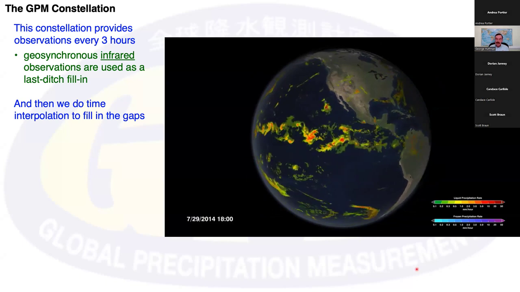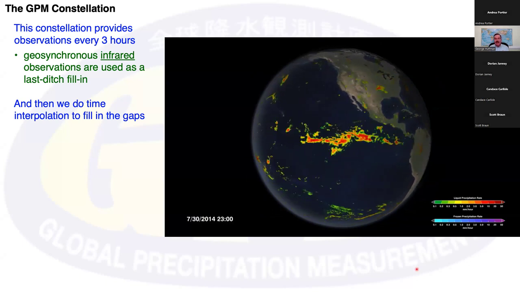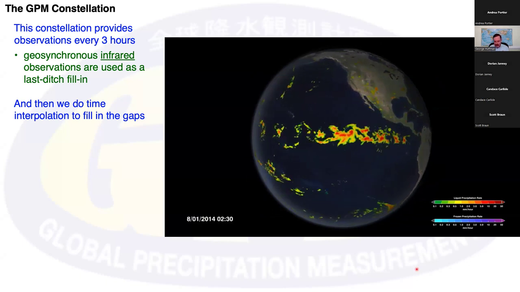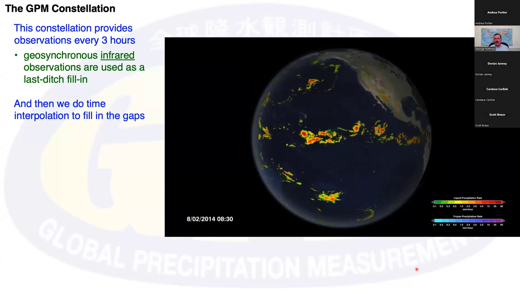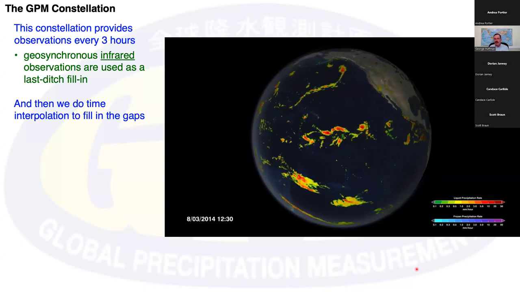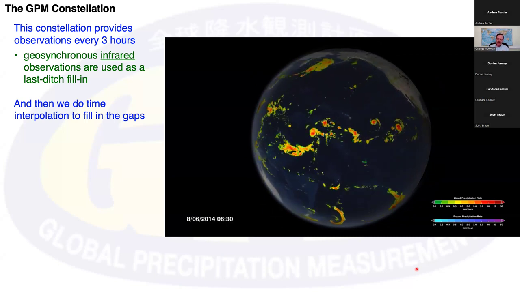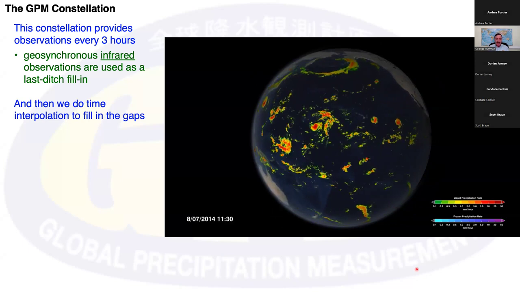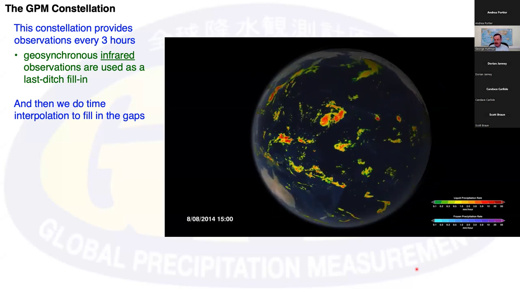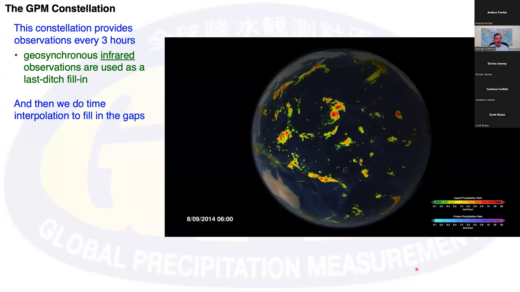And so I lead the so-called IMERG algorithm that does the final time interpolation that fills the gaps and gives you this kind of smooth activity. Besides passive microwave, we also use geosynchronous infrared data, what you see on TV every night as clouds.